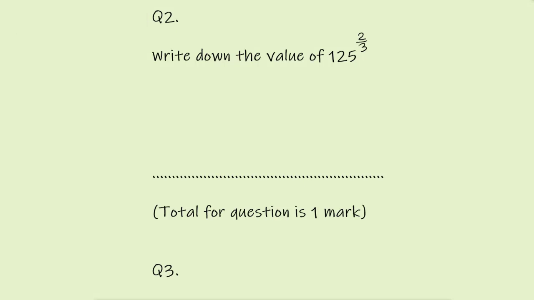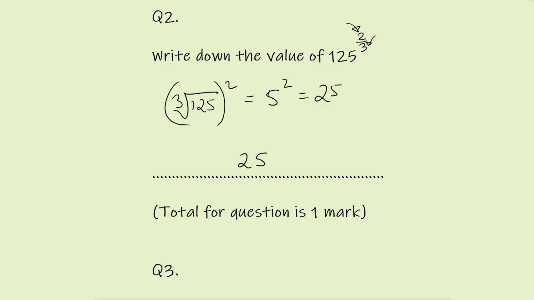Question 2, we have write down the value of 125 to the power of 2 over 3. Over here we have a positive power, so we know the denominator is 3, so we're going to cube root it, and the numerator is 2, and we're going to square it after cube rooting it. So let's go ahead and cube root 125 and then square it. Now the cube root of 125 is 5, and the square of 5 is 25. So our final answer is 25, and this is worth 1 mark.